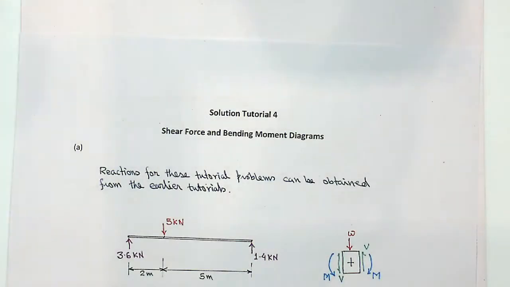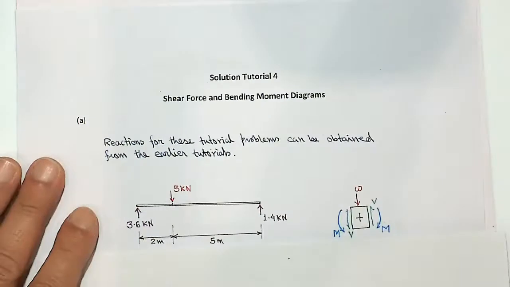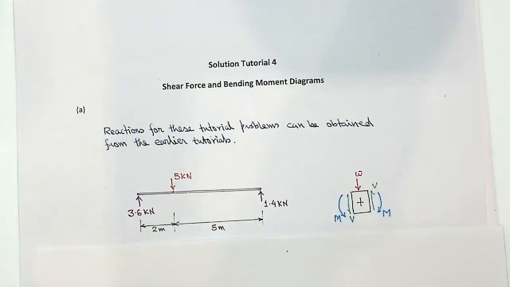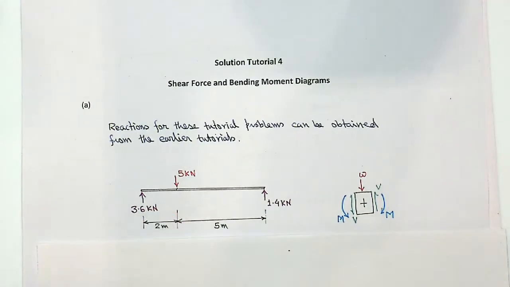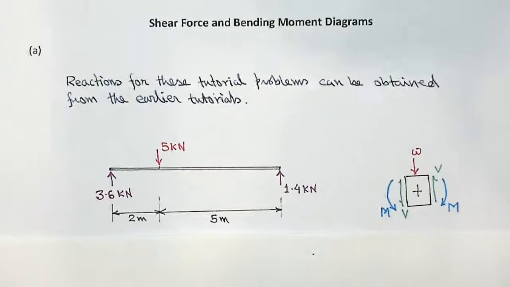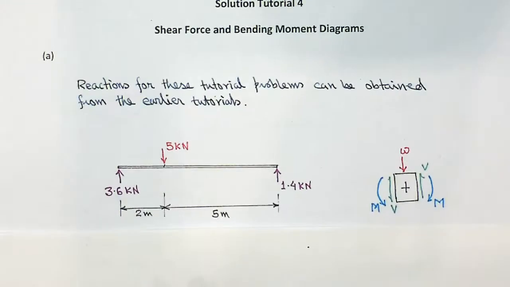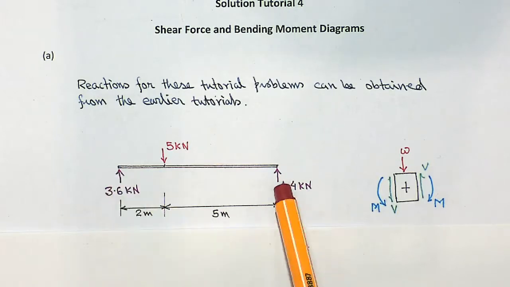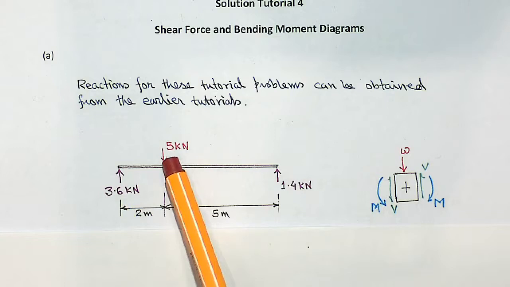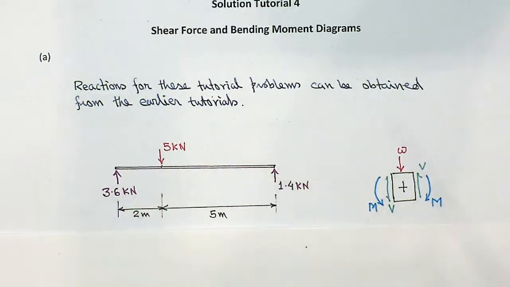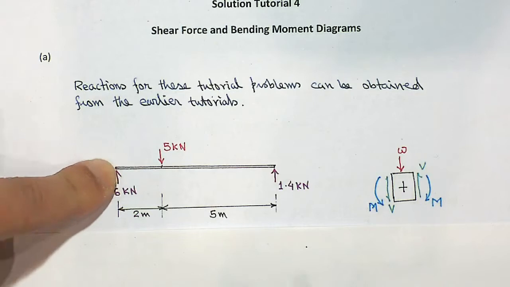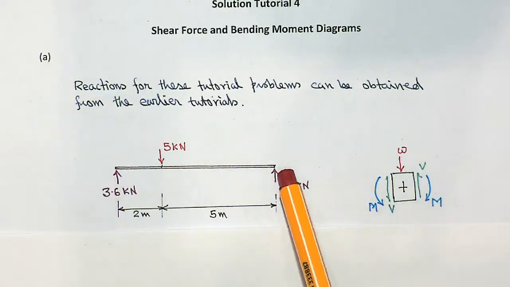So a point load on a simply supported beam is given as follows. The reaction forces we can easily calculate. In fact, these are the reaction forces. We have done it before in the first tutorial. You have this beam of 7 meters. In tutorial number 1, you found these reaction forces. If the load is 5 kilonewton, then you can find the reaction forces as 3.6 and 1.4. If not, take moments about either of these end supports and you will get the other reaction.